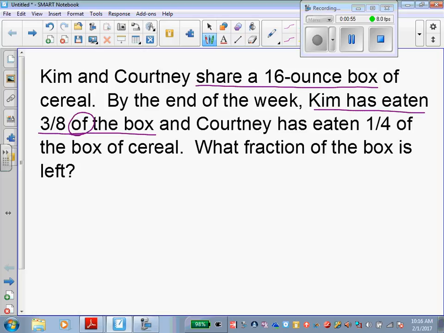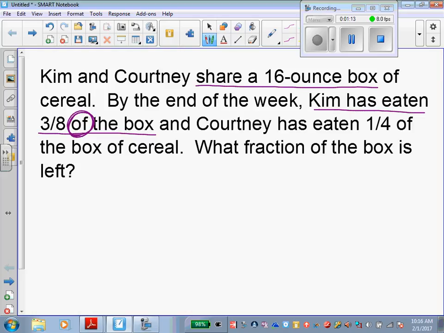Why did I circle that word of? You can tell me, Olivia? Because it means multiply. So I need to know that this is going to end up meaning for me to multiply. All right, what else is important? Cornelius?